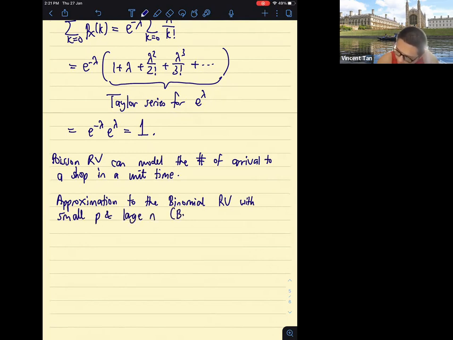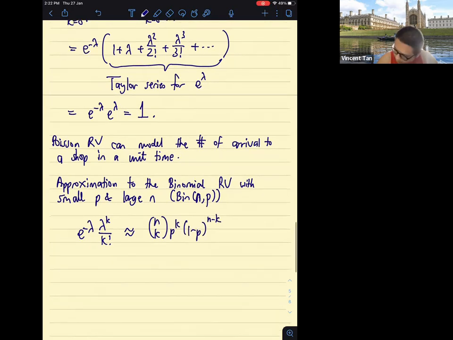Remember that the binomial random variable is characterized by two parameters. One is called the number of trials, n, and one is the probability of success, p. Now, it turns out after some algebra that I will not ever test you, that the probability mass function for the Poisson random variable, which is this, is approximately n choose k, this is the part for the binomial random variable, p to the power k, 1 minus p to the power n minus k, for all k running from 0 to n, if lambda is equal to np, and p is small, n is large.